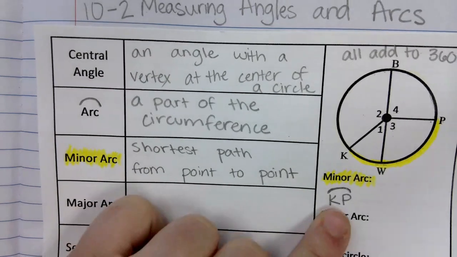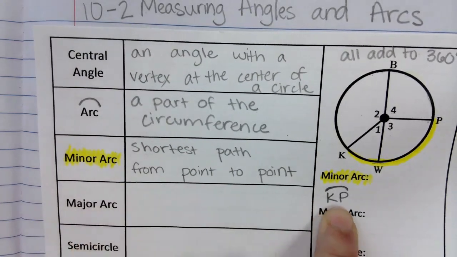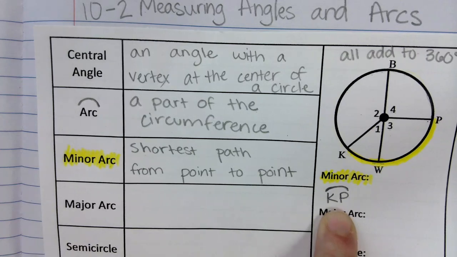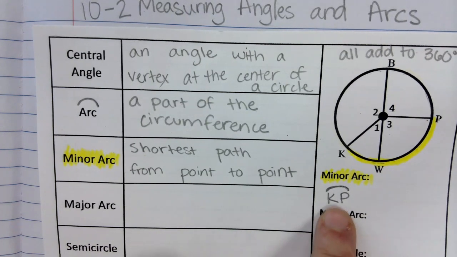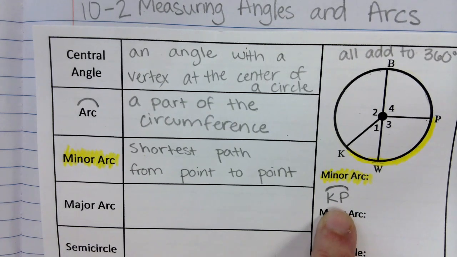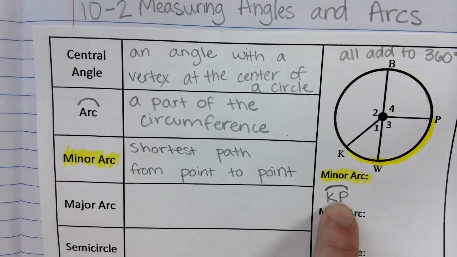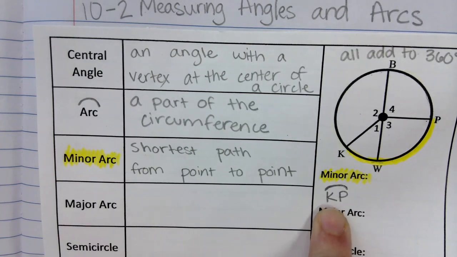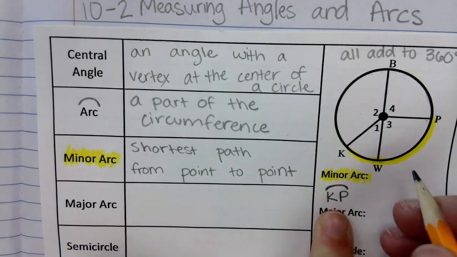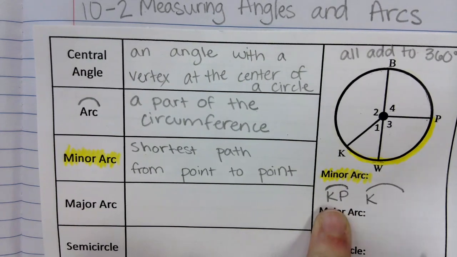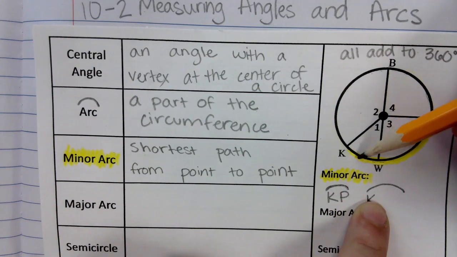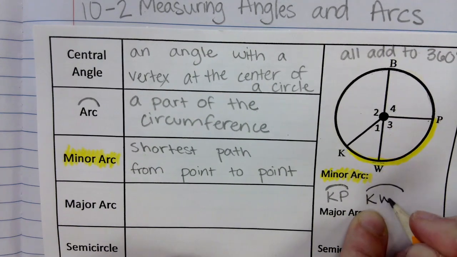Okay? But arcs, we can also use multiple letters. So we could say that we're beginning at K, and then where do we walk to? What's our next point we would walk to? W. And where do we end at? P. So we can use 3 letters for a minor arc, or we can use 2 letters. Either way is the same way to say that same arc. So if you want to sneak an or in there so that you know it's either this one or that one, you could use either of those names.